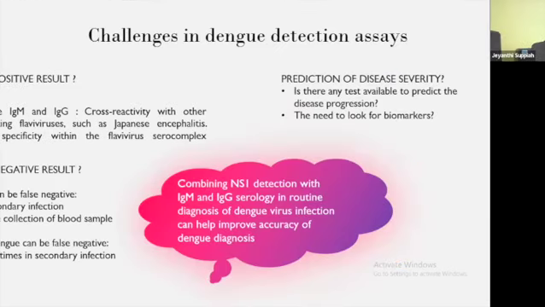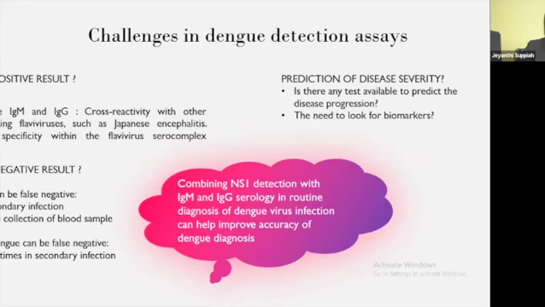So yeah, moving on to the challenges in dengue detection assays. So what are the challenges that we are seeing? Of course, false positive, false negative. These are the main challenges in dengue detection assay. So a false positive result, basically, is presented with cross-reactivity. So cross-reactivity with the other circulating flavivirus, as I just mentioned. So particularly the dengue IgM and IgG can give you a false positive result.